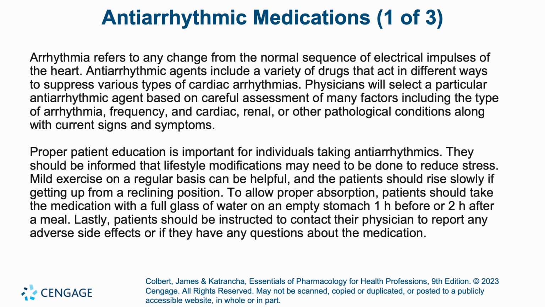Antiarrhythmic medications. An arrhythmia refers to any change from the normal sequence of electrical impulses of the heart. Antiarrhythmic agents include a variety of drugs that act in different ways to suppress various types of cardiac arrhythmias. Physicians will select a particular antiarrhythmic agent based on careful assessment of many factors, including the type of arrhythmia, frequency, so how often it's occurring, and cardiac, renal, or other pathological conditions, along with current signs and symptoms.